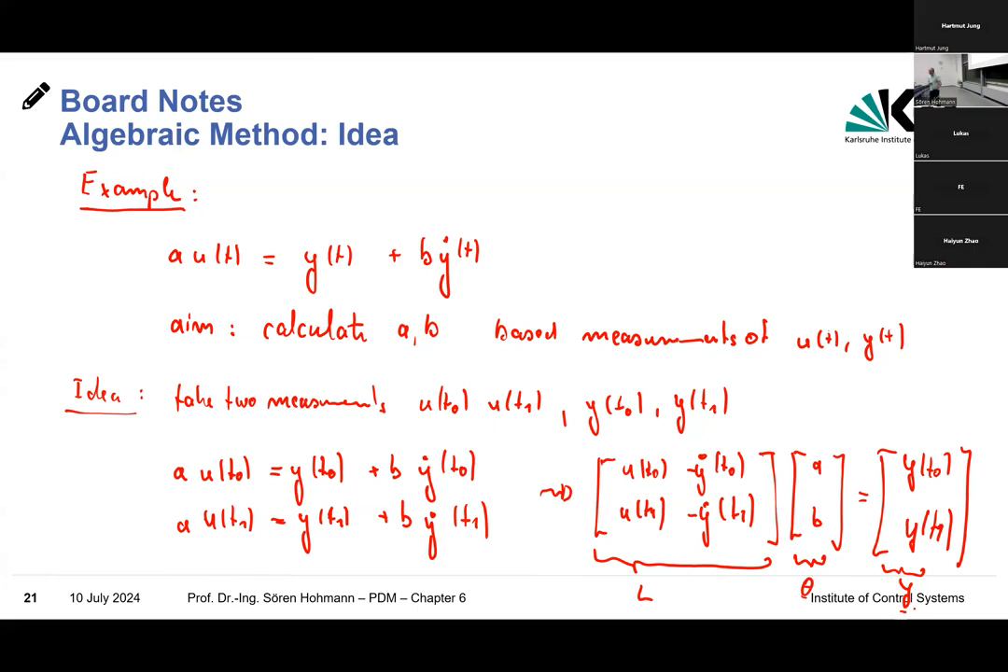What's about it? If you ask a mathematician, he would say, no problem at all. It's simple. I do it that way. What's the problem with y dot? Because you have just measurements y of t and u of t. No measurements of y dot. Why is y dot a problem in many practical applications? Any idea?